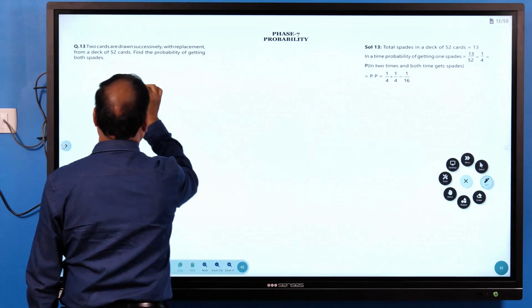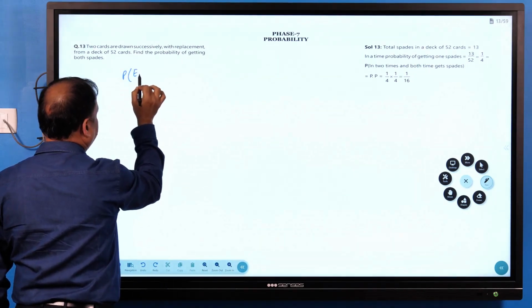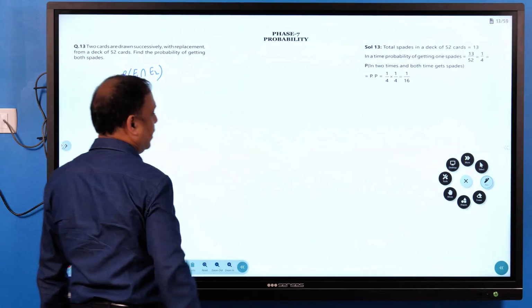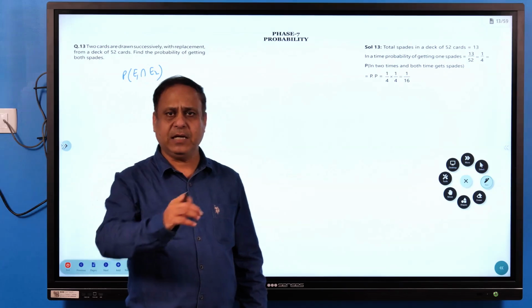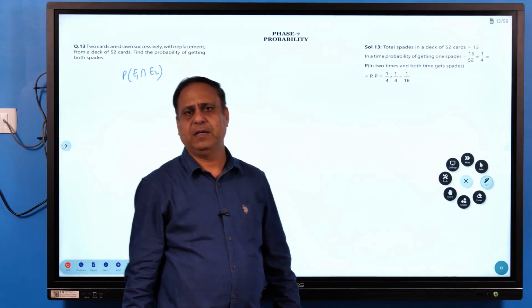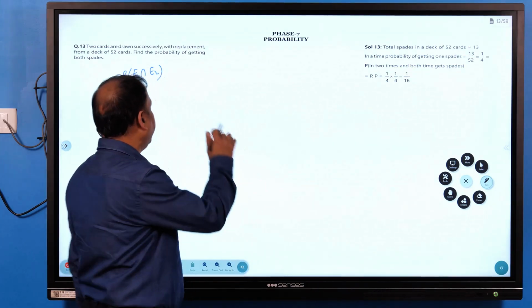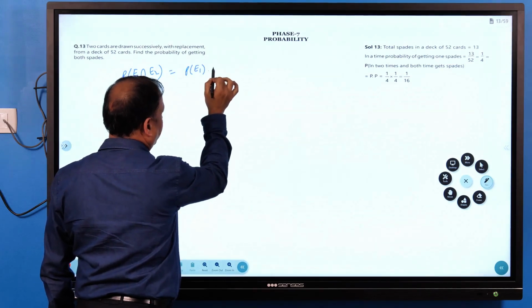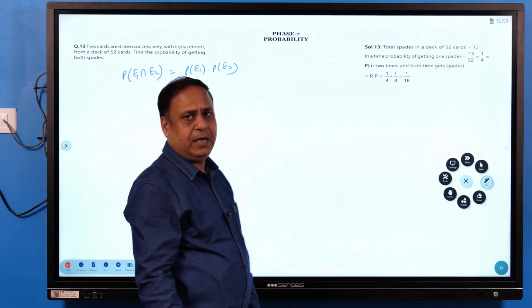Find the probability of both spade. That means E1, the first one is spade, intersection E2. What are E1 and E2? E1 is the first drawn card is spade. E2 is the second drawn card is spade. Both must happen. The first one must be spade and the second one must be spade. So this is equal to probability of E1 into probability of E2, because they are mutually independent events.